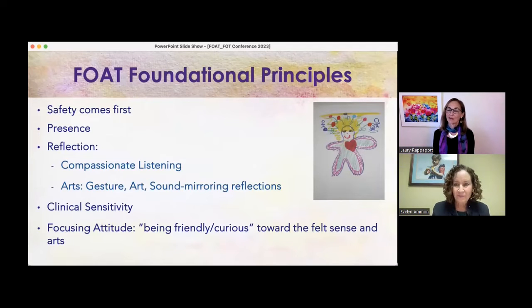Then the next foundational principle is, I named it clinical sensitivity.